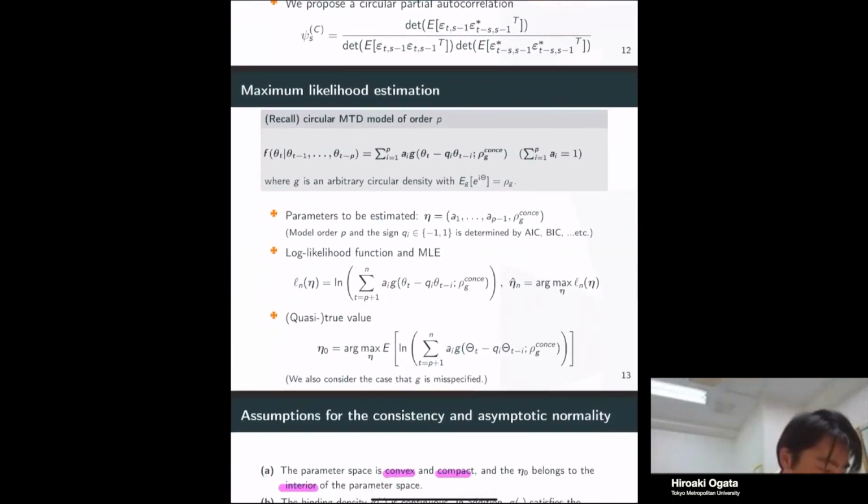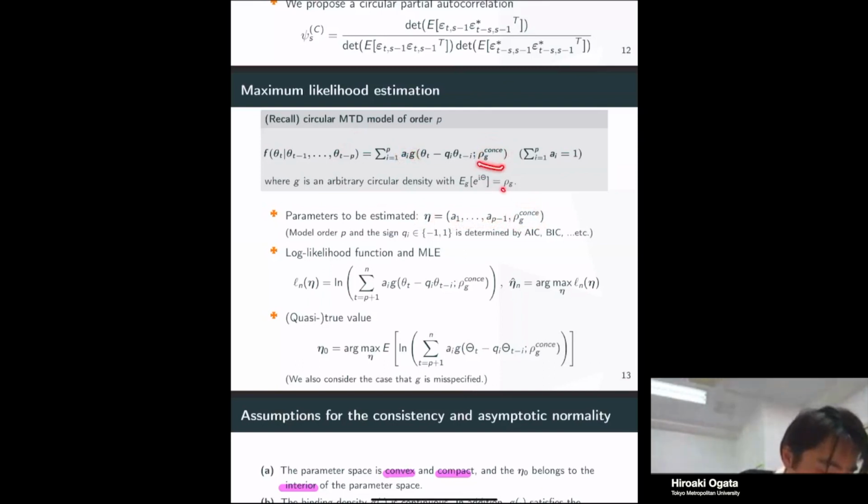Let's move on to the maximum likelihood estimation of this model. Again, we consider the MTD model of order P. Here, the parameters to be estimated, denoted by eta, contain the weights a_i, and rho z, the concentration parameter of the circular density z.